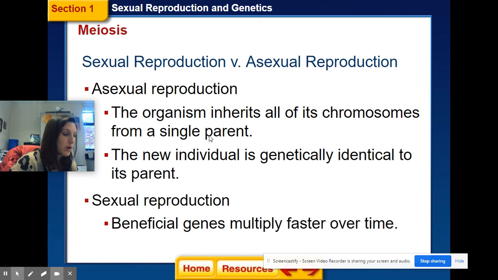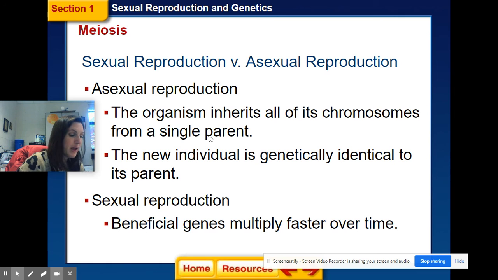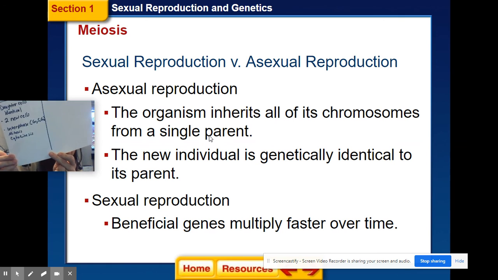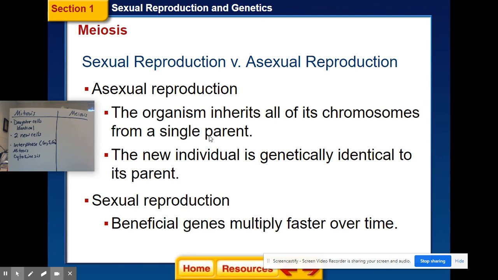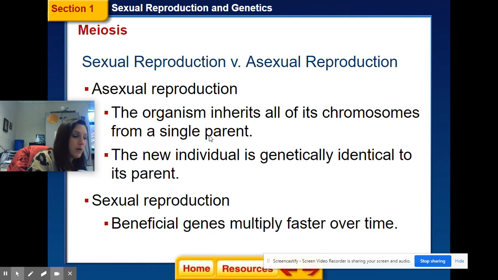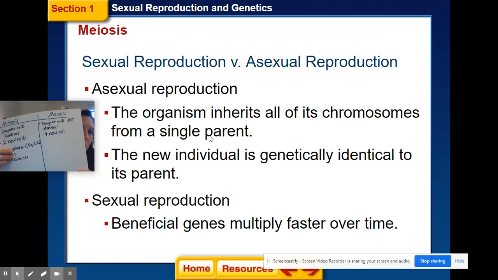All right, so I'm going back to my chart real quick and looking at this. So we said daughter cells identical and 2 new cells. So what do we put over here? The daughter cells are not identical. And we have how many new cells? 4. 4 new cells, okay? So 4 new cells, daughter cells are not identical.